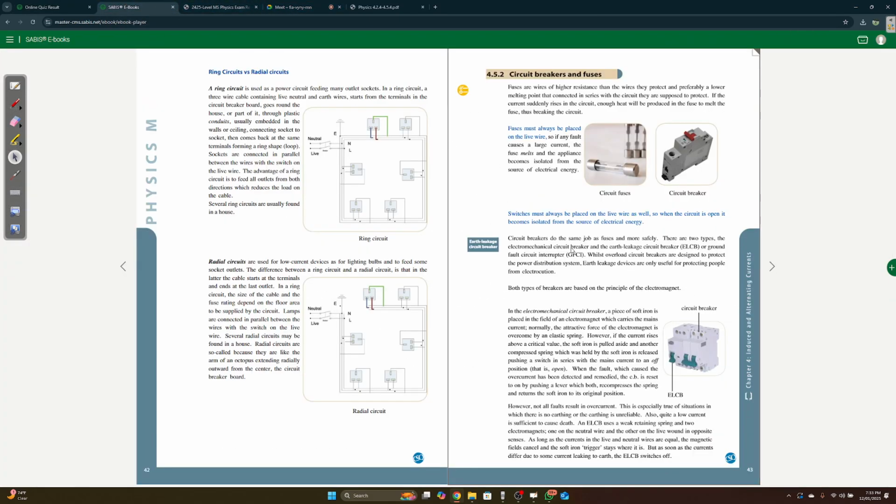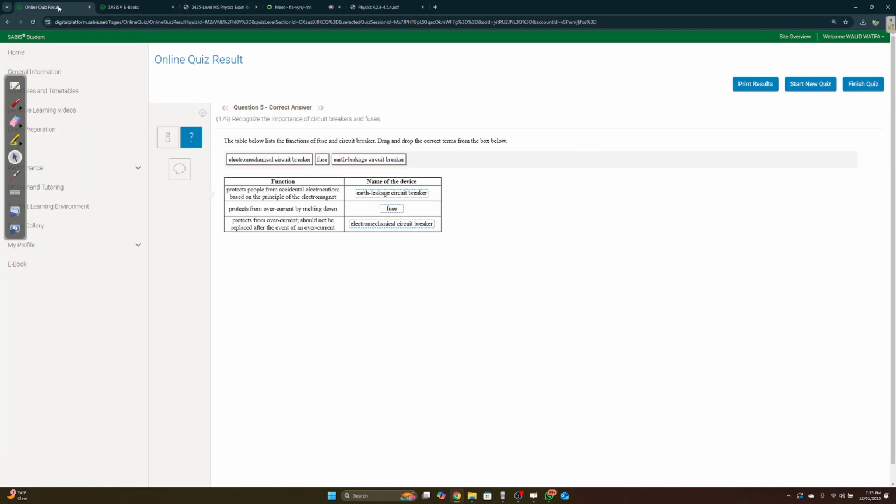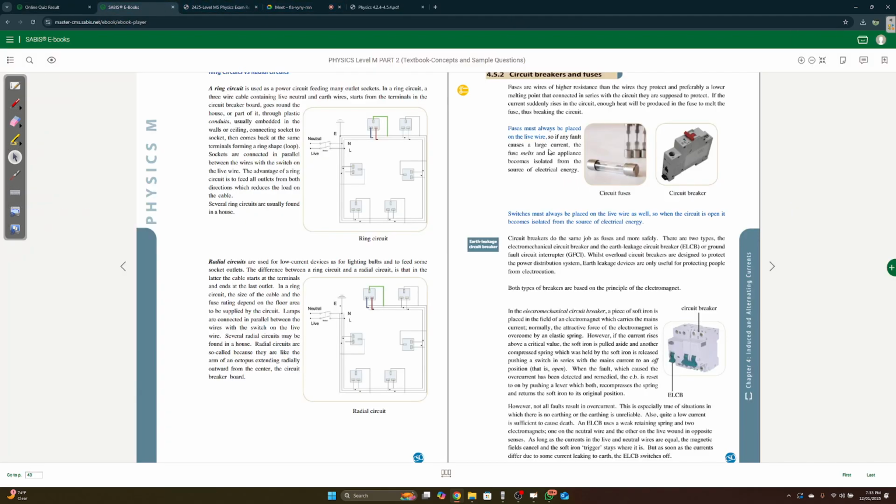But overload, the other name is called electromechanical. Remember I told you the one about overload. The name of it is called electromechanical circuit breaker. In other words, electromechanical, electricity, mechanical means movement. So electromechanical is for overload, and electrocution is earth leakage, right? The one from overload is what? Electromechanical circuit breaker. Protects from overcurrent by melting down is the fuse. So yeah, it's the fuse over here.